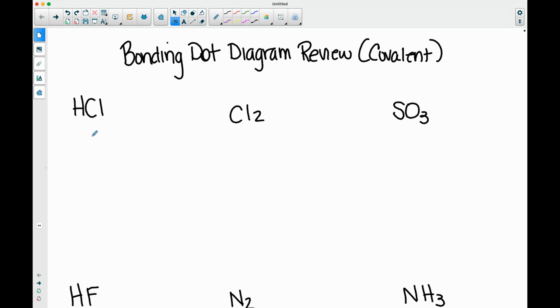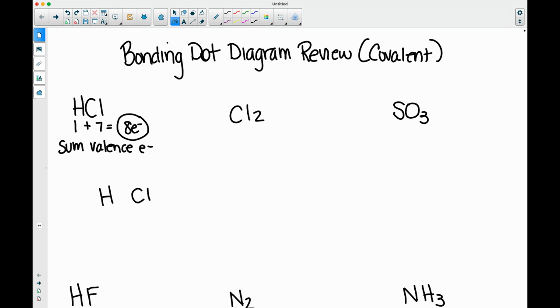So, for example, if we start with something simple like HCl, the first step is to get the sum of the valence electrons. So 1 for hydrogen and 7 for chlorine, which means that we have 8 electrons to work with in our structure. Because there's only 2 atoms, we place them next to each other.